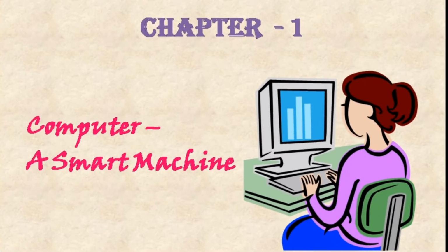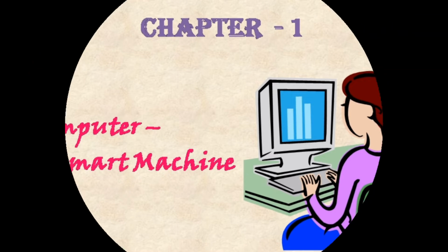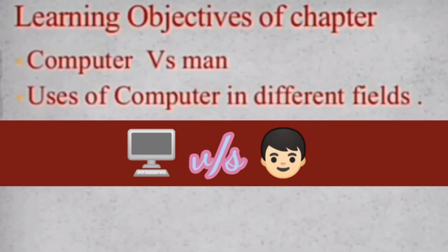Going to teach you. Topic is computer, a smart machine. So let's discuss how a computer is a smart machine. A few important objectives are given which we are going to discuss in this chapter. Okay, first point is computer versus man and uses of computer in different fields. So now let's start the first point.